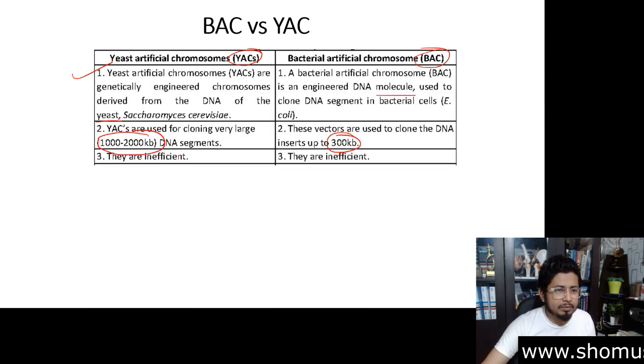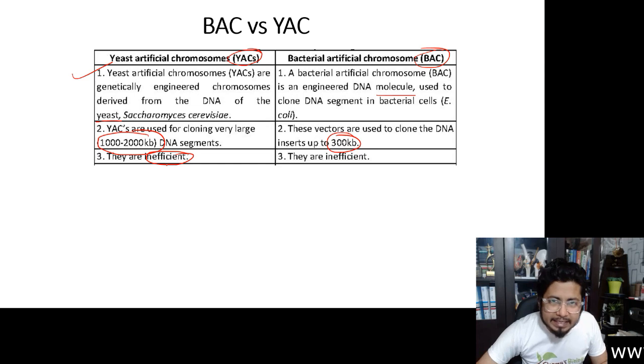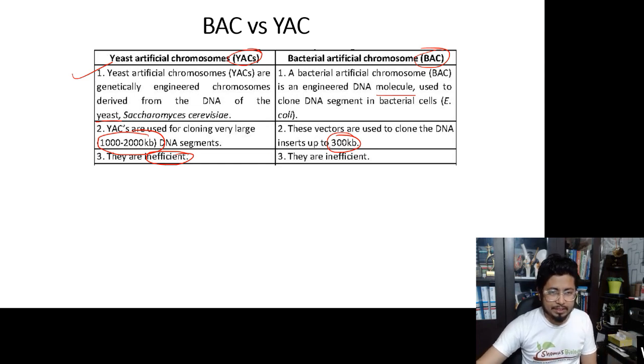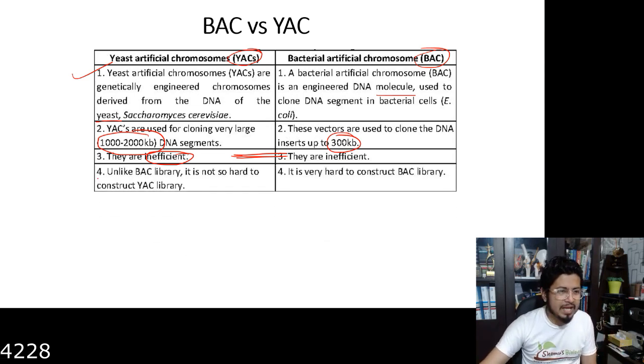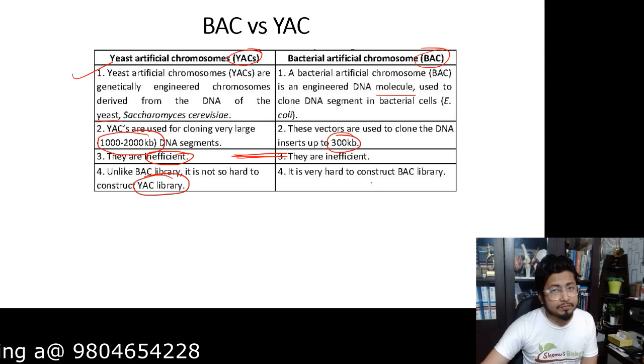The yeast artificial chromosome is inefficient in many ways because of the larger length of the DNA that it carries. The process of transfer is inefficient. Both of them are not as efficient as plasmid, bacteriophage, or cosmid. Unlike bacterial artificial chromosome, it is not so hard to construct a yeast artificial chromosome library, but bacterial artificial chromosome library construction is very difficult.